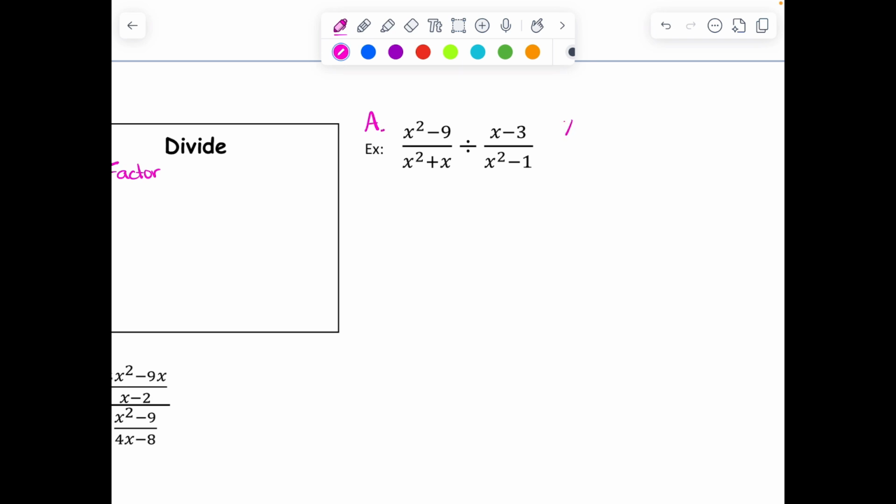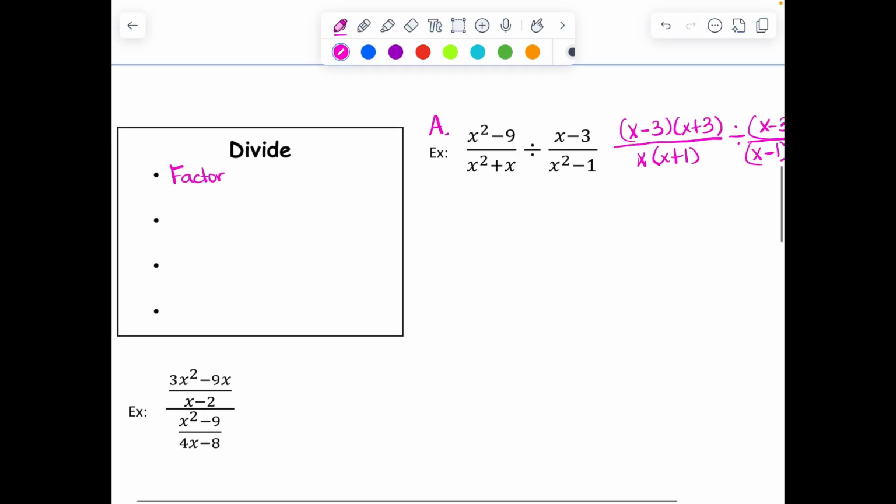So when we start at this first example, we'll call this example A for divide. We have x, this is a difference of squares, so x minus 3 and x plus 3. The bottom we have a GCF of x, so we take it out, and then we have x plus 1. And we're dividing by x minus 3 on the top, and then this is a difference of squares, so that's x minus 1 and x plus 1. So that's our first step, to factor.